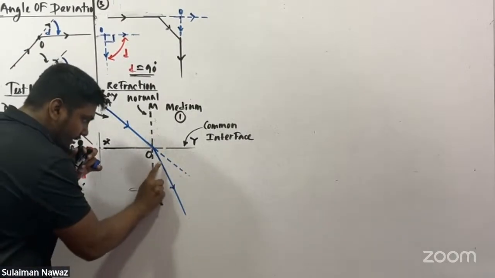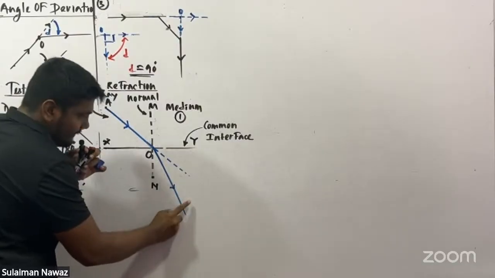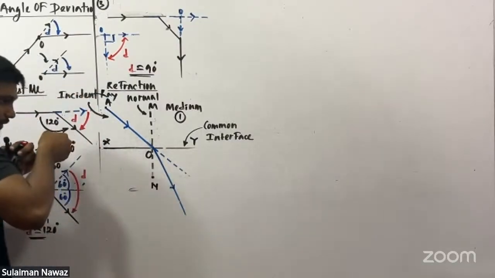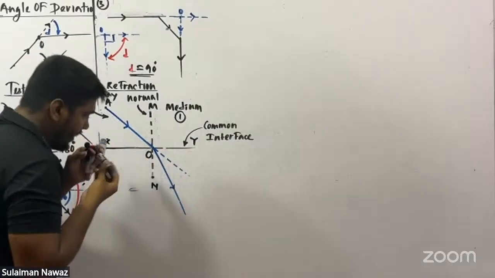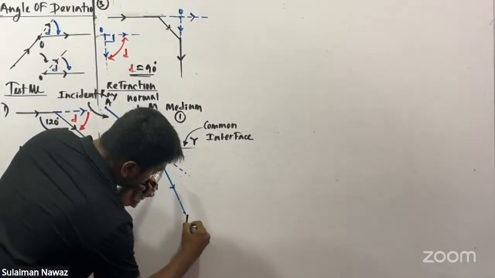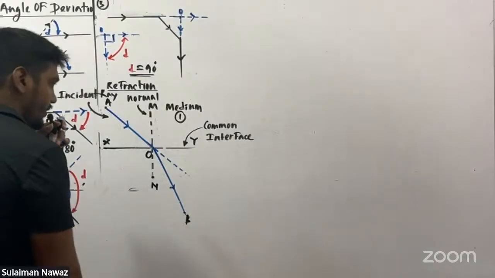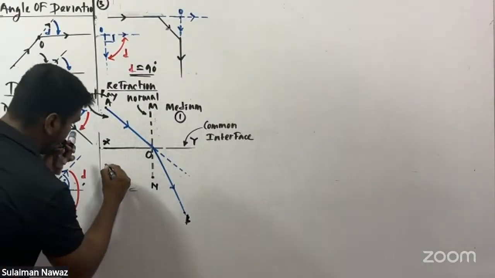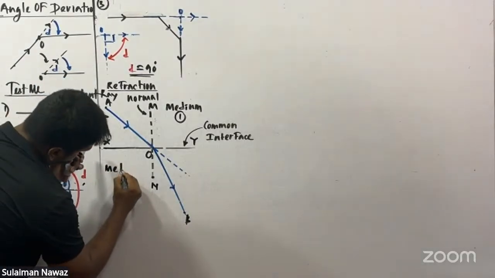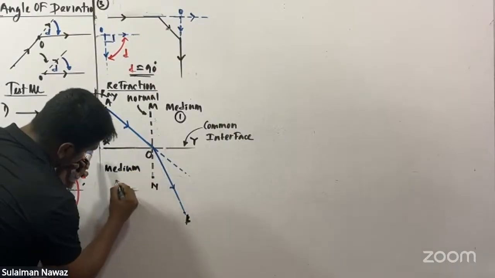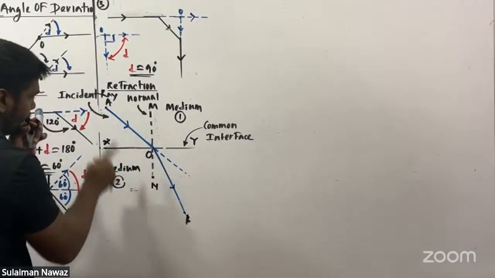Normally, we call this light ray our refracted ray. This is point capital B. This is our medium 2. Medium 1, medium 2.